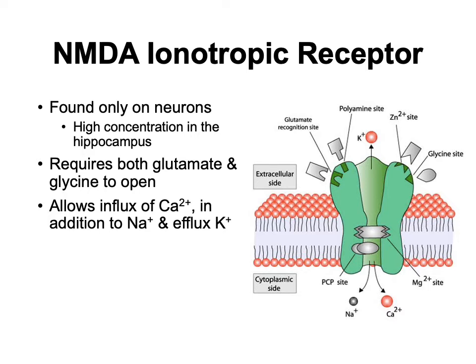They require 2 neurotransmitters to activate. One is glutamate, and the other is glycine. It has to have both of them to open it. It allows an influx of calcium in addition to sodium and then efflux of potassium. But its main function is to allow a lot of calcium into the cell.